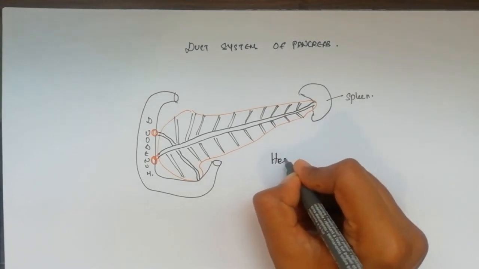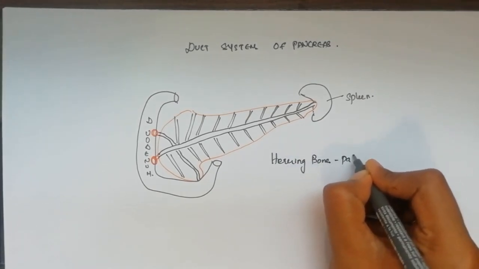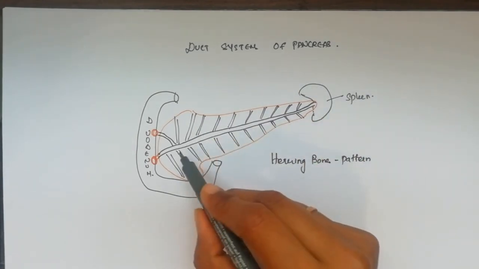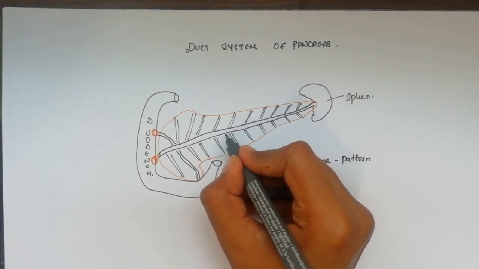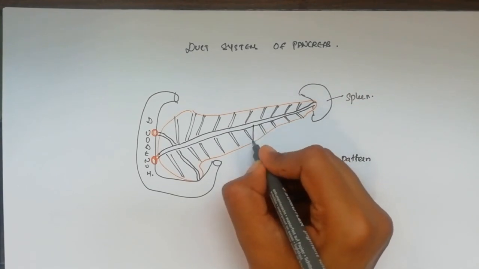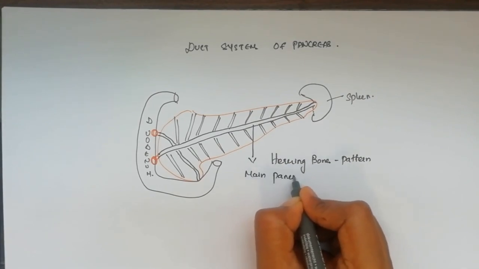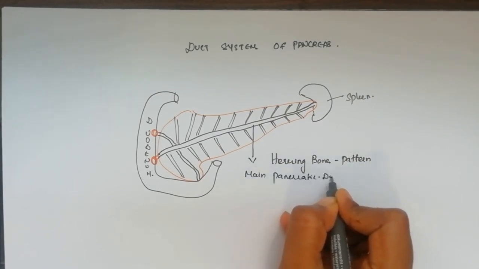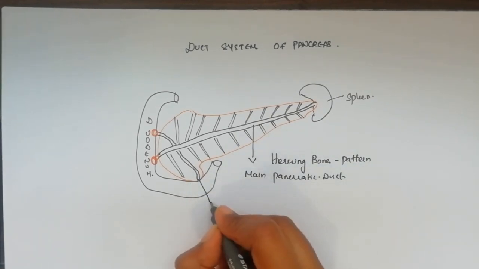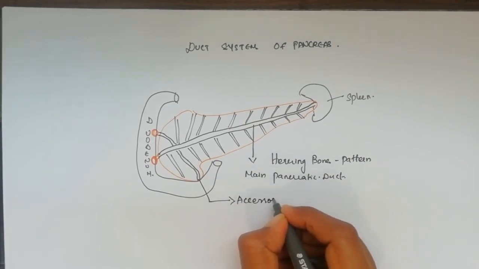So this larger duct arising from tail to the head, we call the main pancreatic duct. And another duct which arises from the uncinate process, we call the accessory pancreatic duct. So these are the two ducts we have in the pancreas, and this main pancreatic duct is going to open in the second part of the duodenum with another duct which comes from the gallbladder.